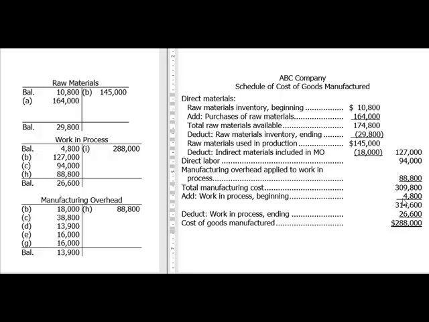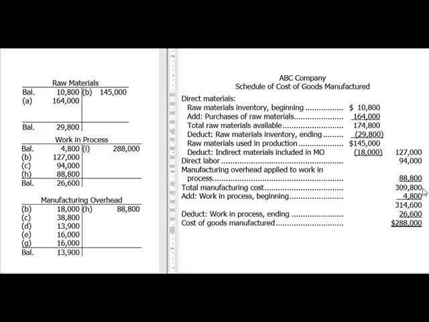But we also had a beginning balance in work in process. And so these were the goods still in process at the end of last year that now have become the costs in our beginning work in process account. So we're going to take those new manufacturing costs incurred this period, add them to the beginning work in process costs to get this subtotal, and then subtract the cost of the goods still in process at the end of the period to get our cost of goods manufactured.